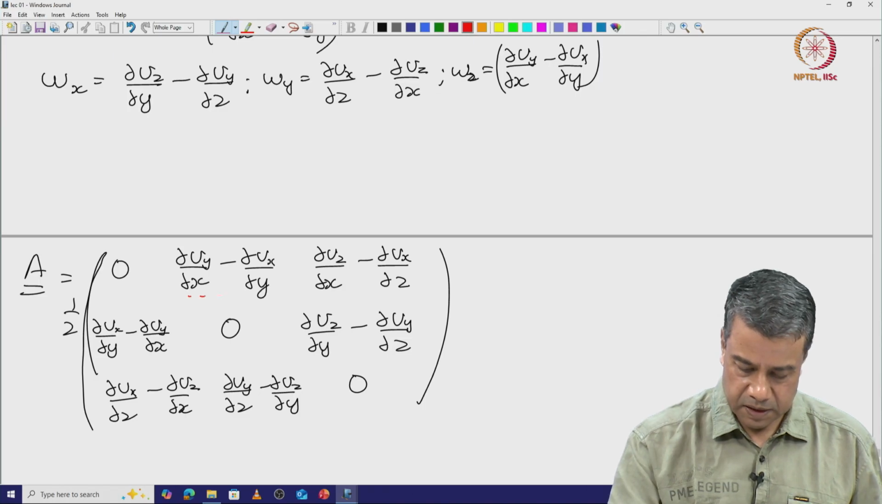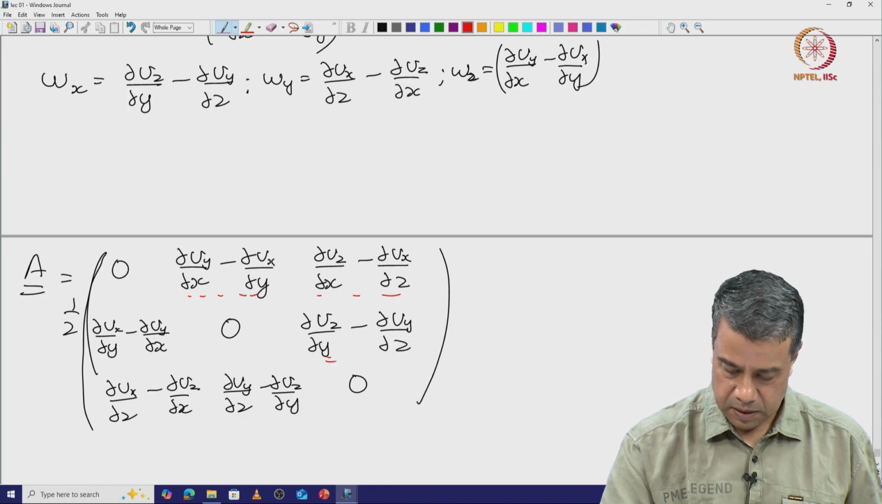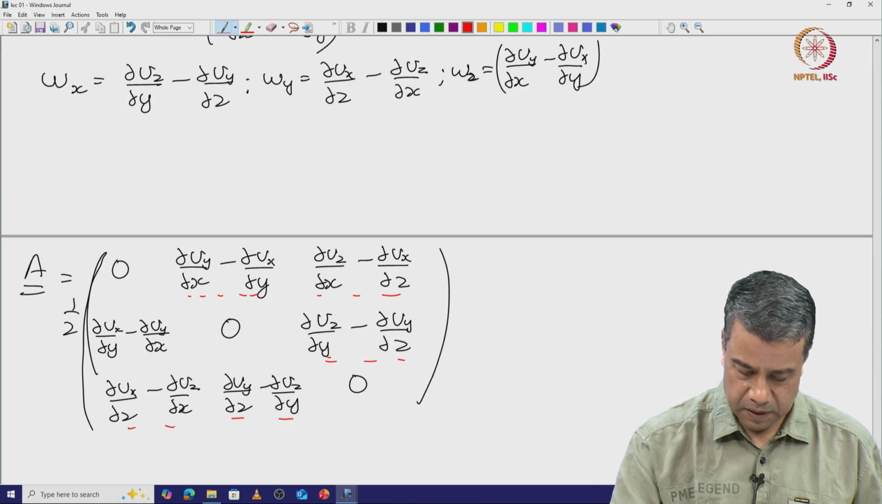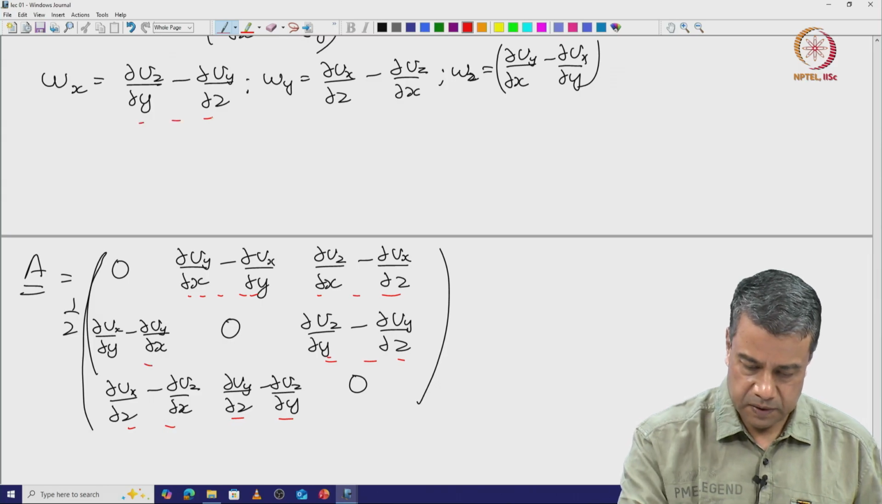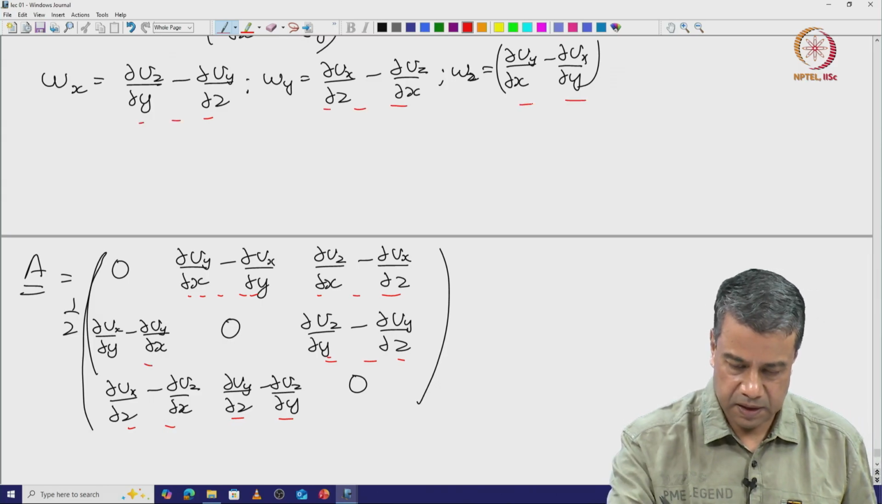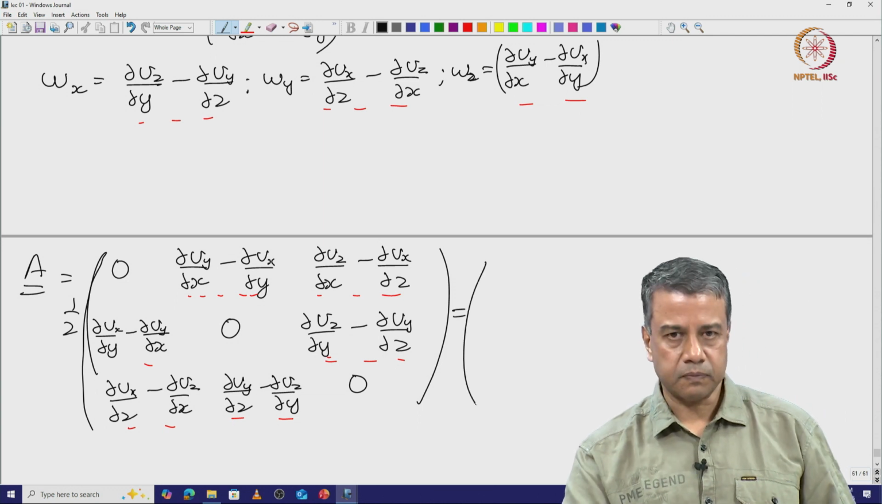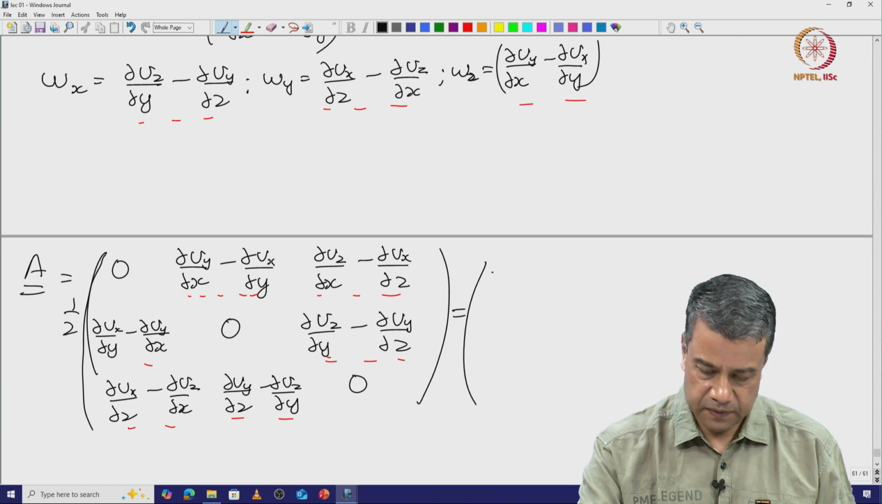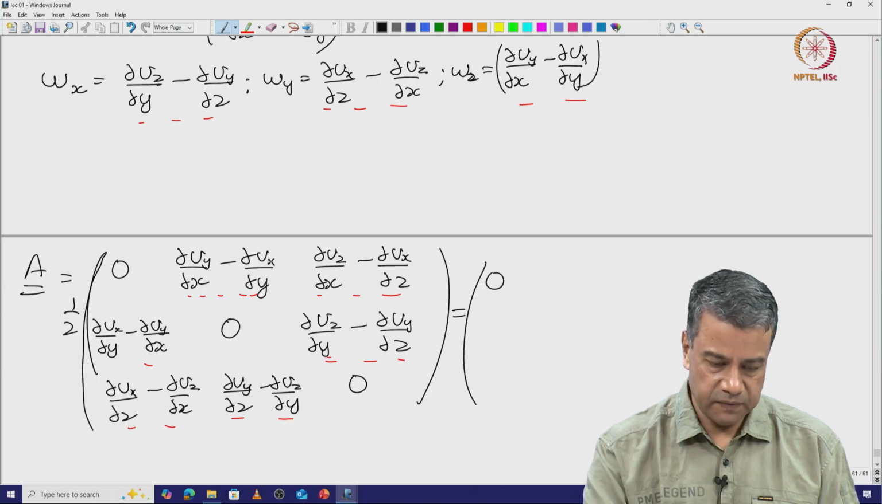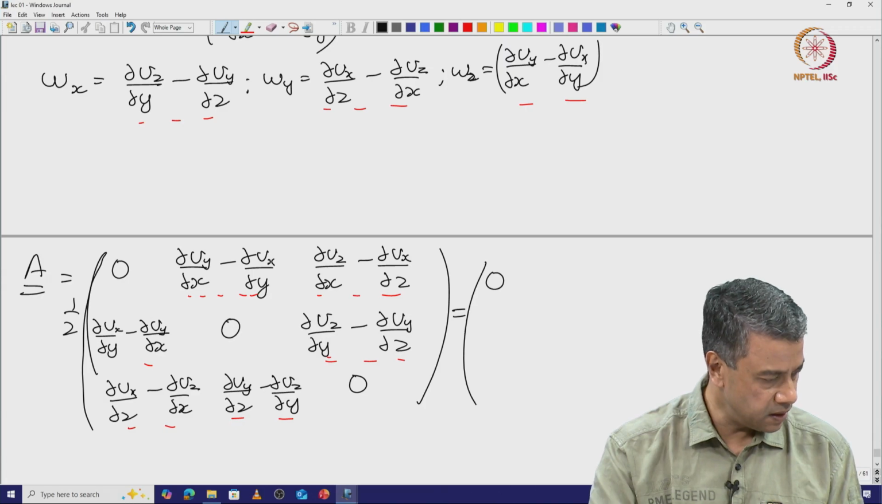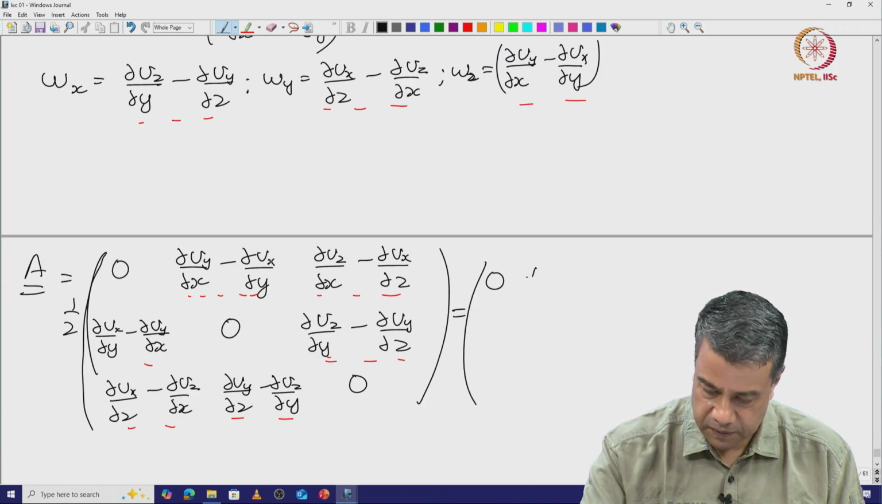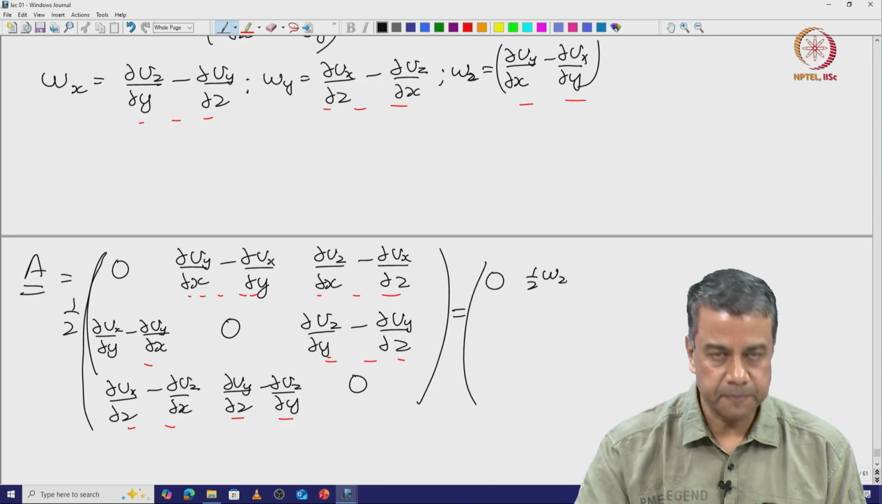And each of these terms can now be identified with the components of the vorticity. So, this first term is 0, partial V y by partial x minus partial V x by partial y. So, half of that is just going to be equal to half of omega z.